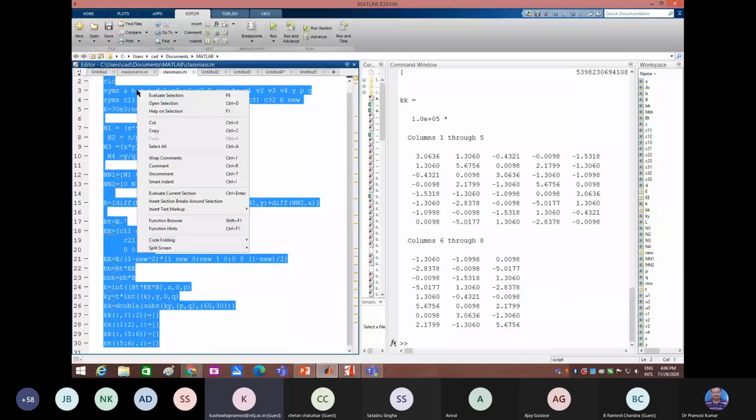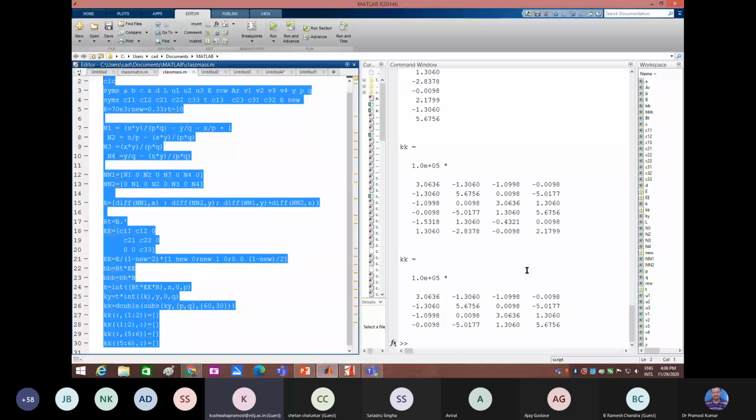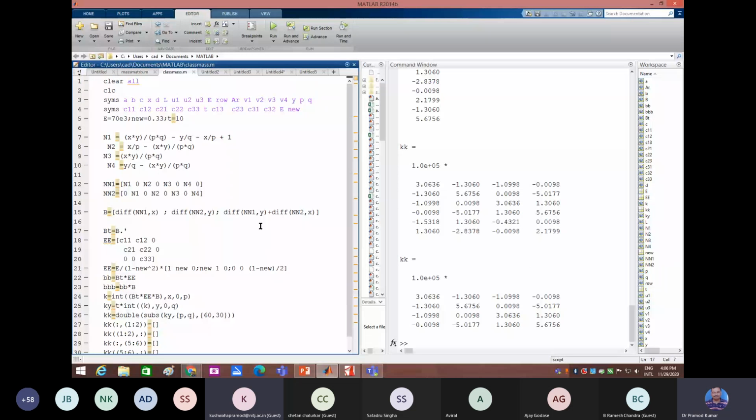This is the final matrix which we want. Otherwise, it will not be possible to solve such type of equations.